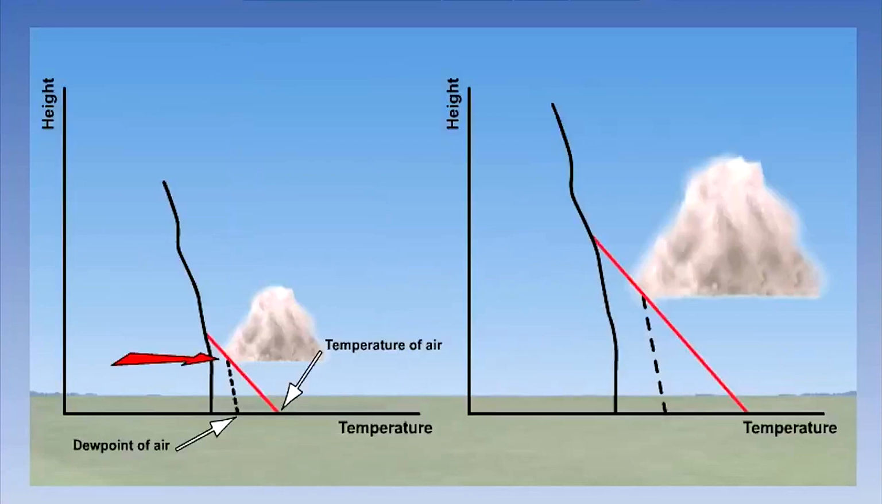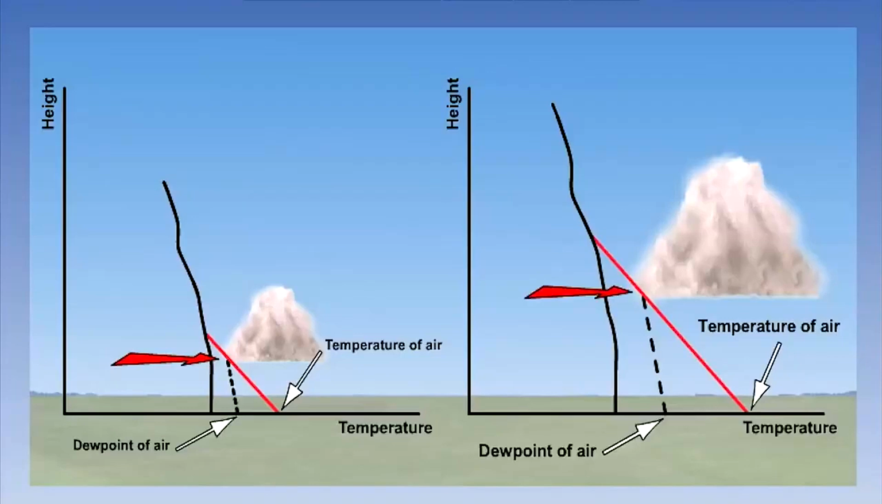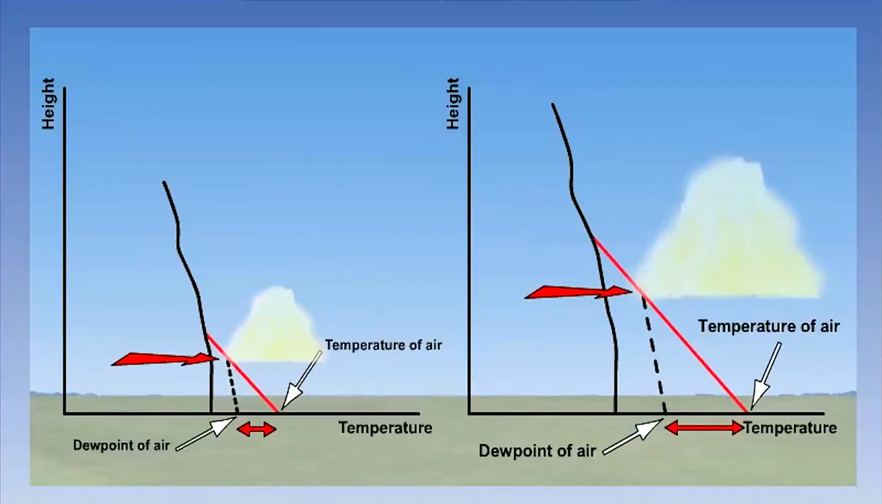If during a summer's day the temperature continues to rise to this point and the dew point falls to this point, then the cloud base will gradually rise to this point. Notice how the separation between the surface temperature and dew point has grown bigger. We can see therefore that if the separation between surface temperature and dew point is greater, then the convective cloud base will be higher.